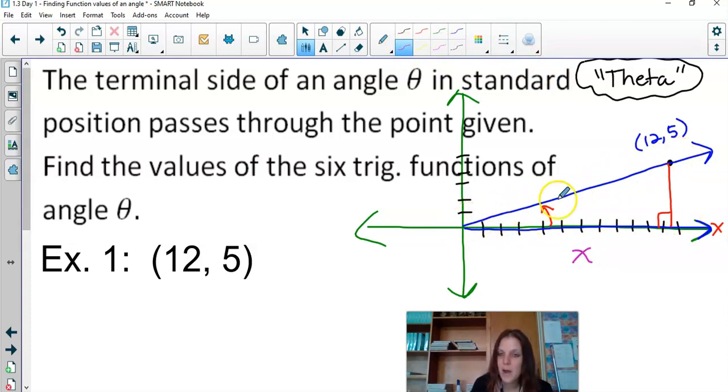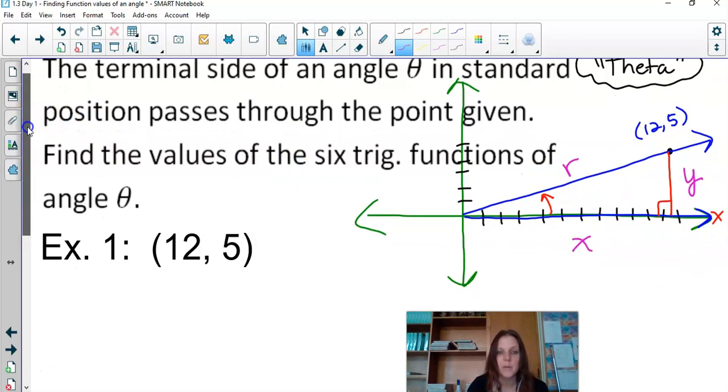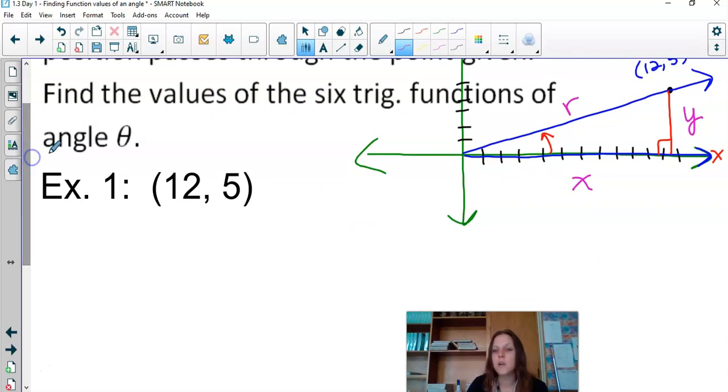This is your hypotenuse. The diagonal side is always the hypotenuse, and that is always labeled letter r. And then finally, this other side, which is parallel with the y-axis, is always known as y. So those are the three letters you're always going to use here: x-axis, hypotenuse, and the other one will be y. So what we're going to do is find the 6 values of this trig function, and we already know a couple of them.